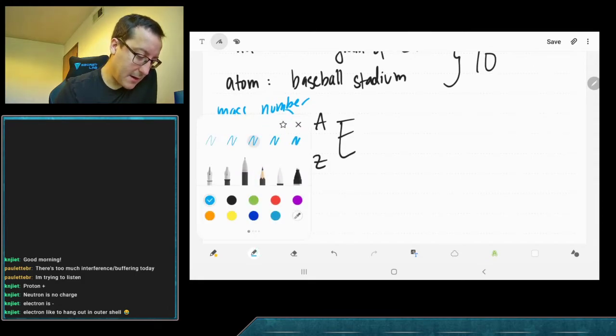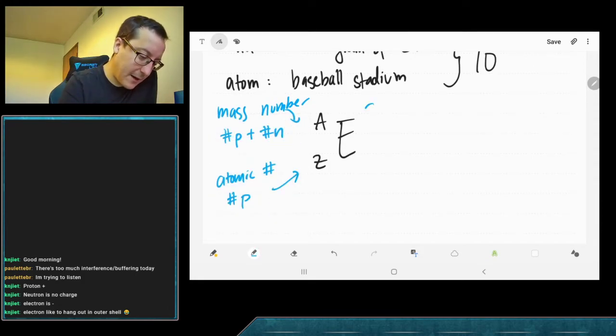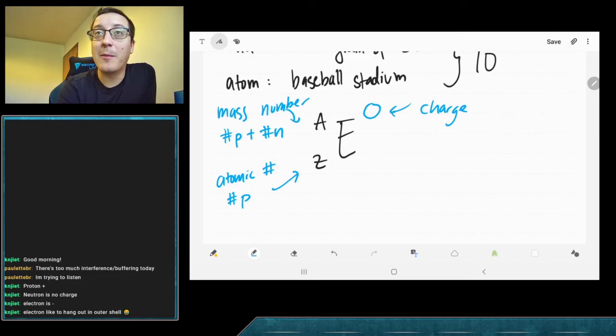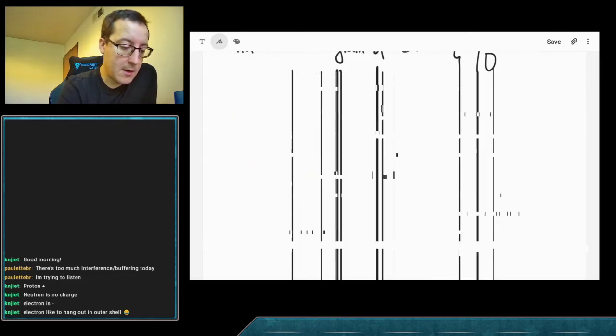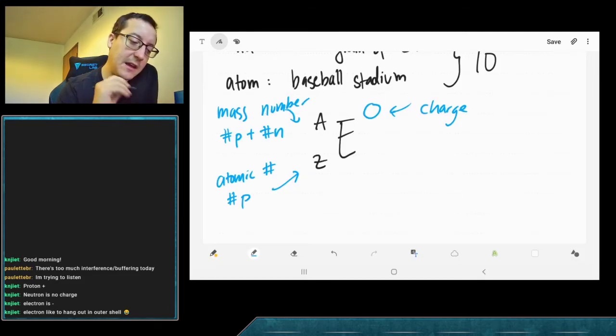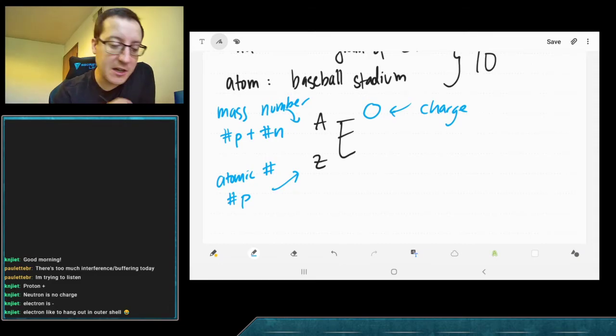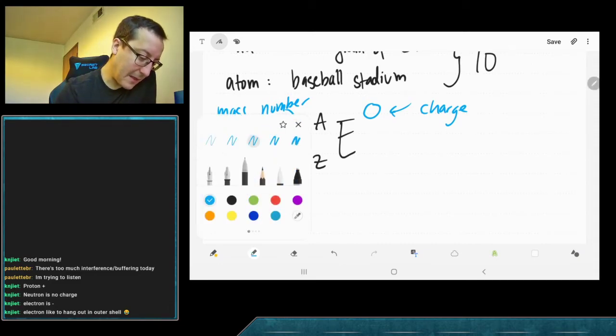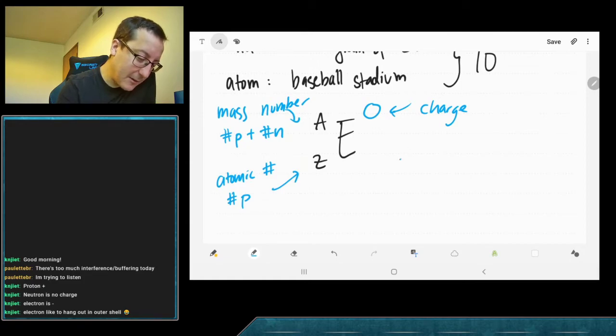And while it's not written here, often we have a charge associated with a particular atom. We're going to see how to calculate that charge in a little bit. And the last thing we're going to have here, this E, is the element symbol.